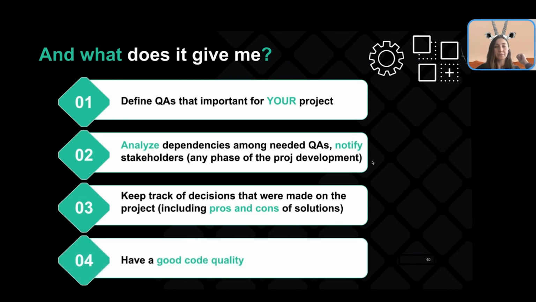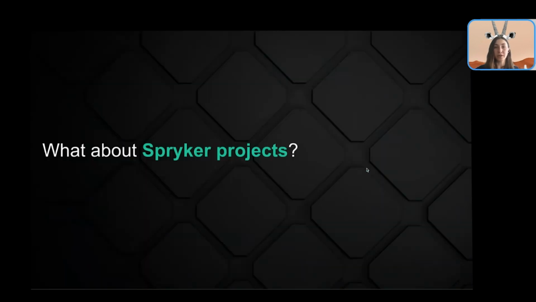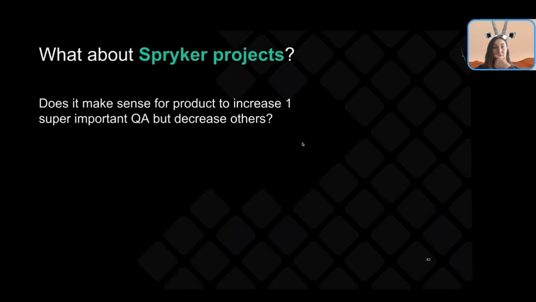Then have a good code quality. This is important. As we saw before, with a dirty code edition, I kind of managed to increase and decrease both quality attributes, but without that, it was kind of hard, to be honest. So that's why having a good code quality is important for each and every project. What about Spryker projects?